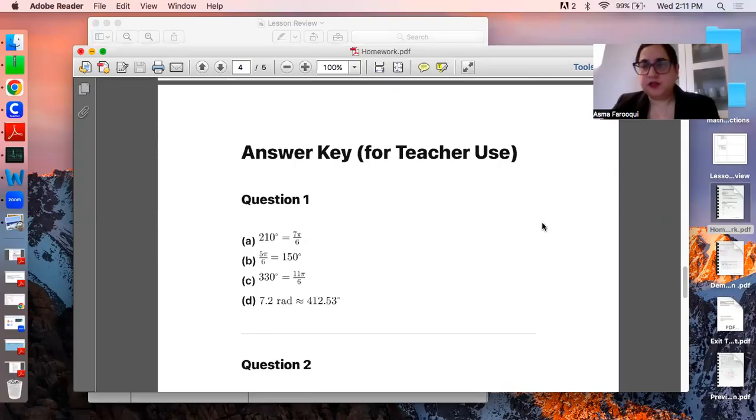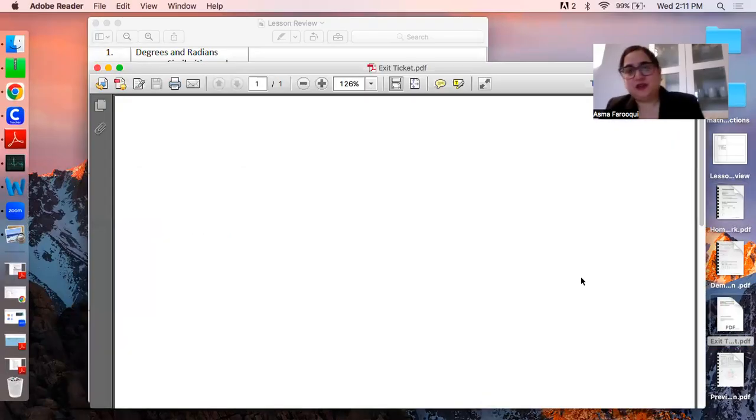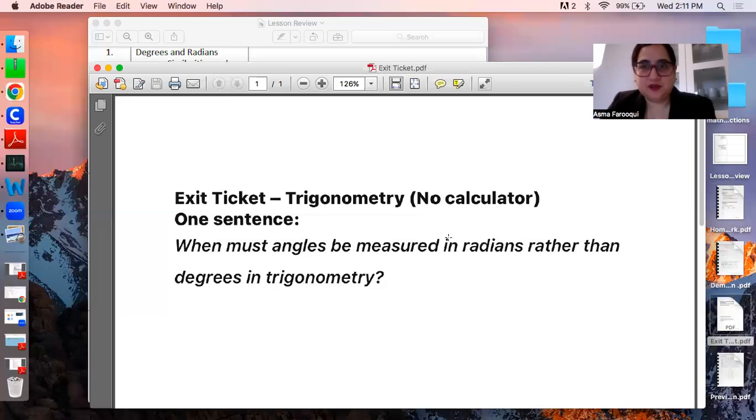I'm going to close this here. Before the end of the class, I usually give students an exit question. It's called an exit ticket. I really like the concept. So this is the exit ticket for this class. They can simply answer this and then leave the class. The exit ticket for today's class is: when must angles be measured in radians rather than degrees in trigonometry?